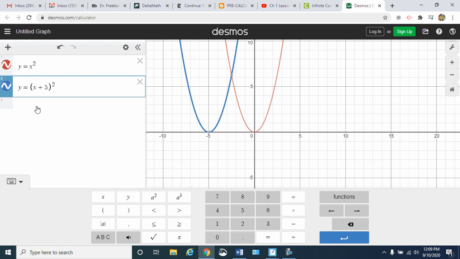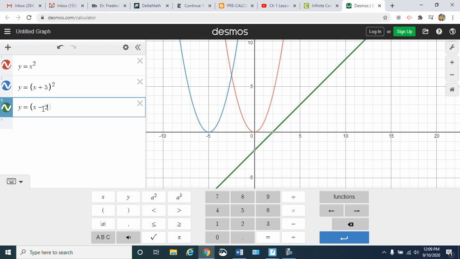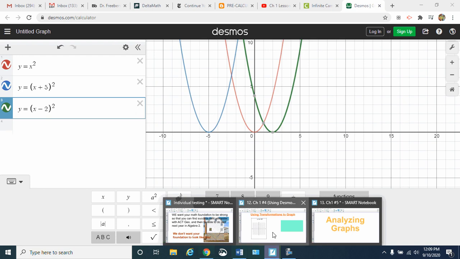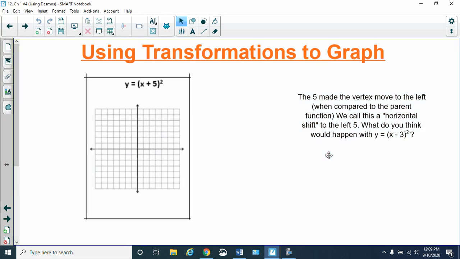All right, so what do you think it's going to do if I put a minus in there? If I say y equals, and then in parentheses, x minus 2, and then we square the whole quantity. Well, instead of moving it to the left 2 like we might think, this is actually a horizontal shift to the right 2. So let's see what we have back here. Oh, I didn't even have a plus. All right, so there we go. You want to pause it and write anything down, you can.